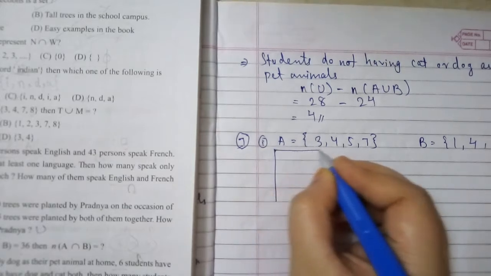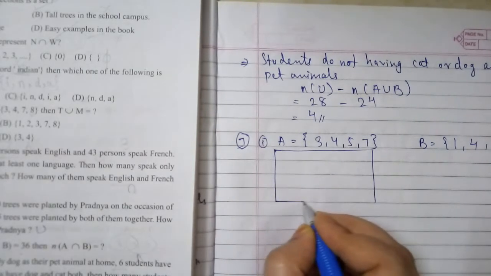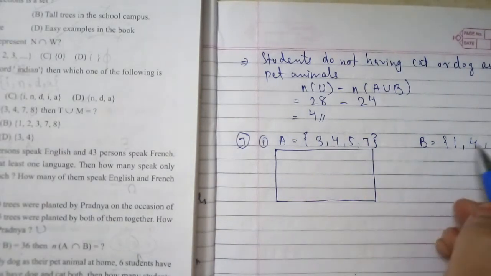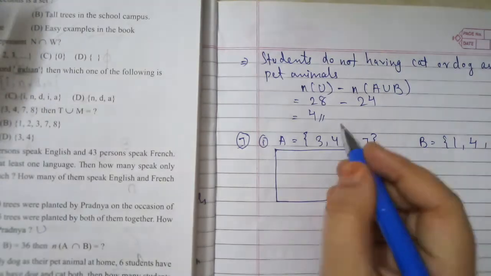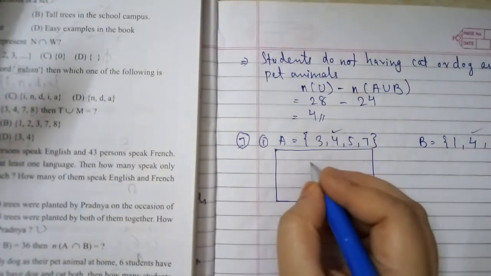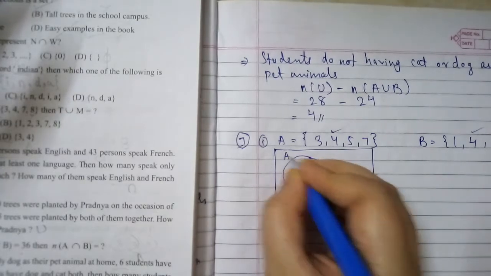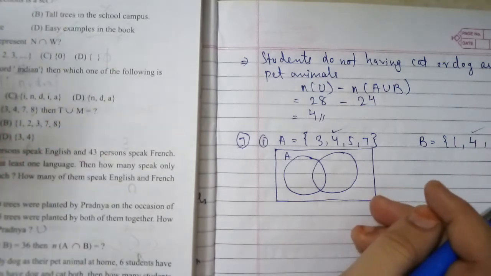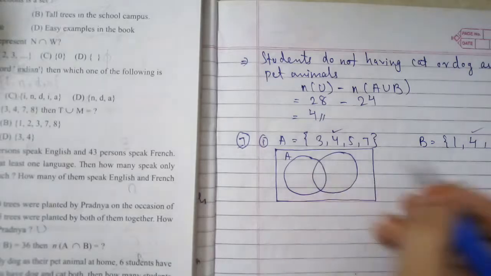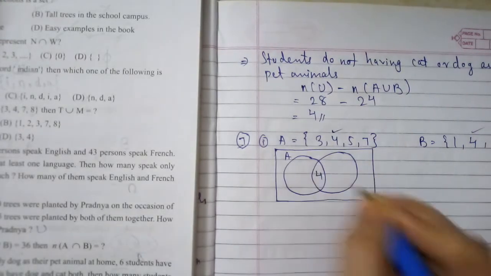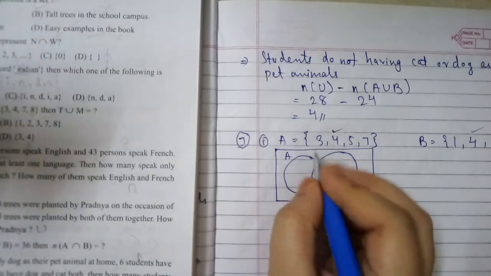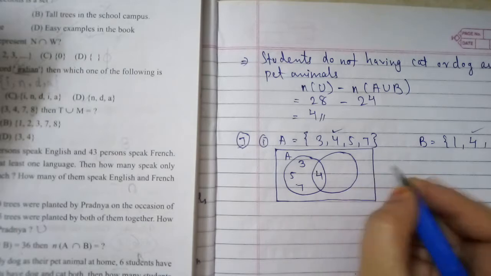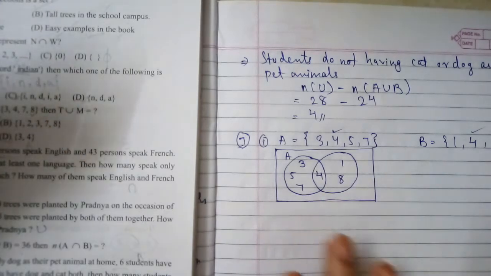So first we will draw a rectangular box. Students, here I am drawing freehand, but you have to draw it with pencil and ruler. Set A is given as 3, 4, 5, 7 and set B is given as 1, 4, 8. If you observe, the number 4 is the common element. So let's draw set A first. We have to represent the union of two sets. The common element 4 we will write in the middle, and set A will be written as 3, 5, 7 and next 1 and 8. 4 is common in both sets.